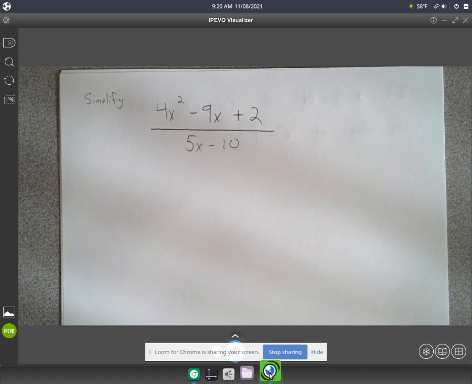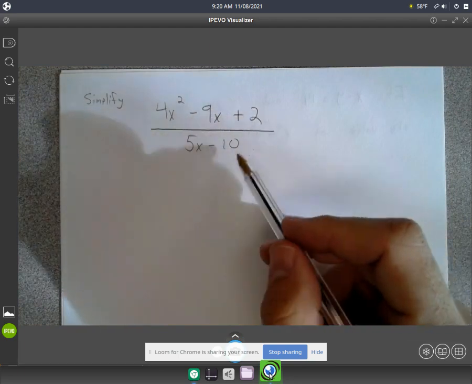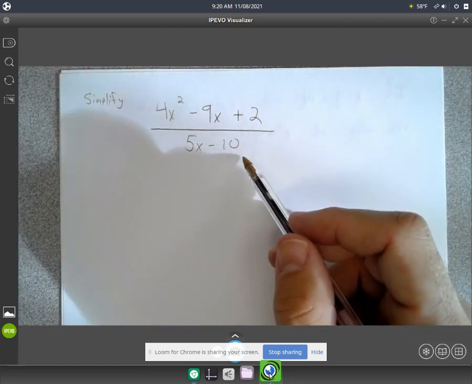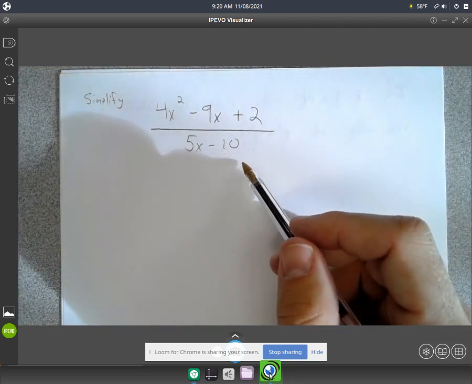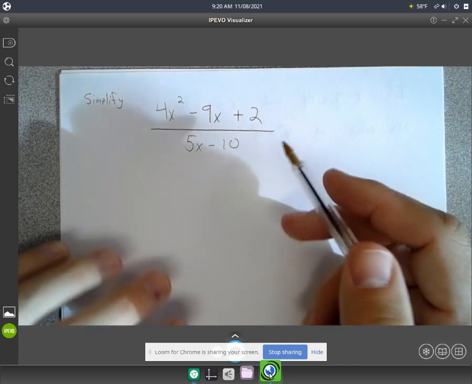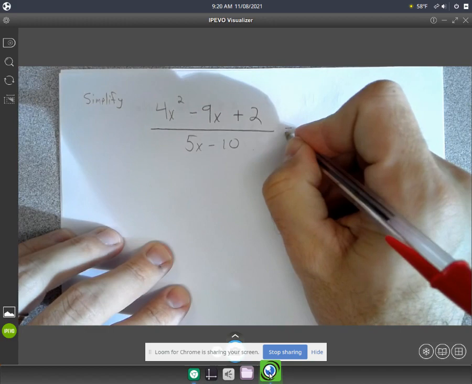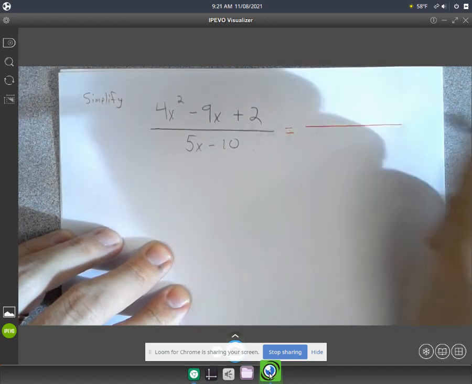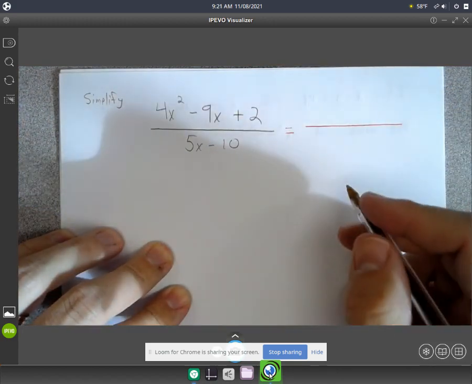This is one of those things where you can't actually go around canceling stuff, like the 2 and the 10. You can't cancel stuff until they've been factored. Remember, you can only cancel out factors with other factors. So what I need to do is factorize the numerator and denominator here.